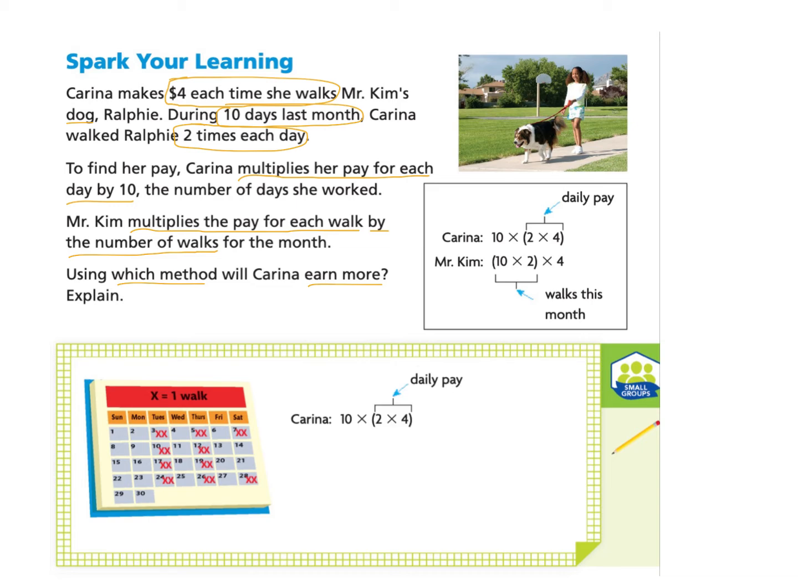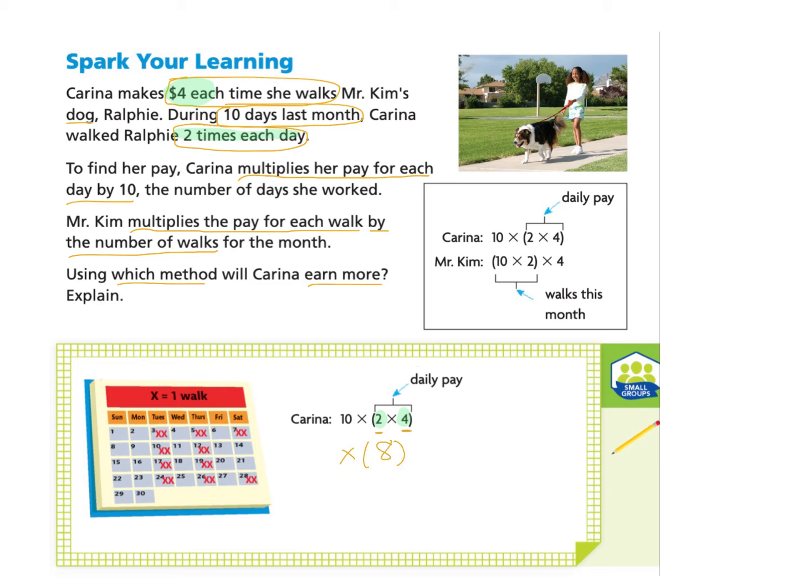So let's start with Karina. Karina took the amount of pay that she received, which was $4, and she multiplied that by 2 because she walked Ralphie the dog 2 times per day. So her first strategy was to take the amount of money, $4, and multiply it by 2 because she had walked the dog twice in one day. And this was the daily pay that she earned for walking Ralphie 2 times each day. 2 times 4 is 8, and that's in the parentheses.